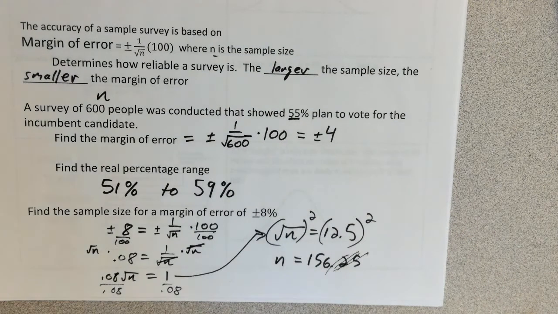Okay, and so that's how that formula works. You can kind of use it going in either direction, either given the margin of error or just given n to figure out the margin of error. And that's really all there is in section 8.3.